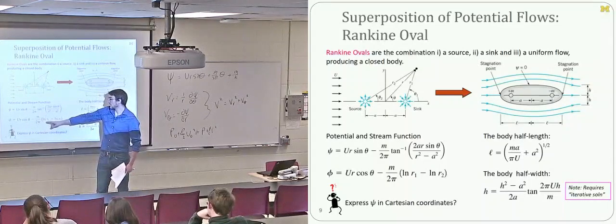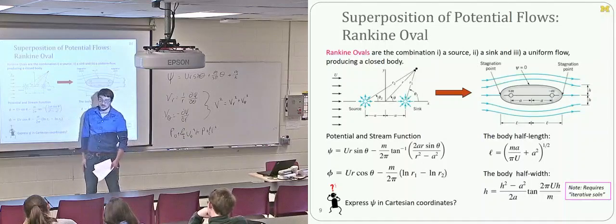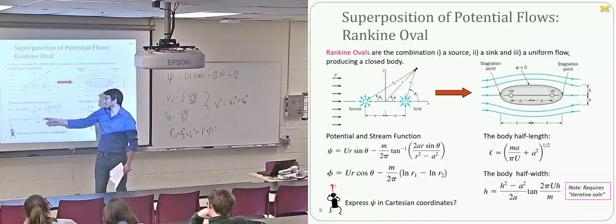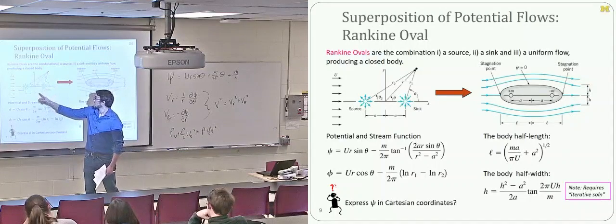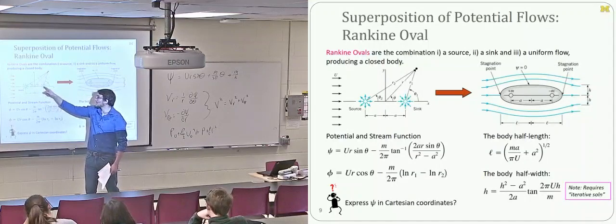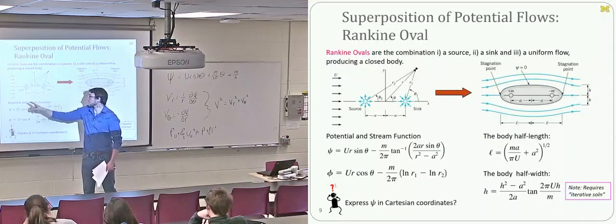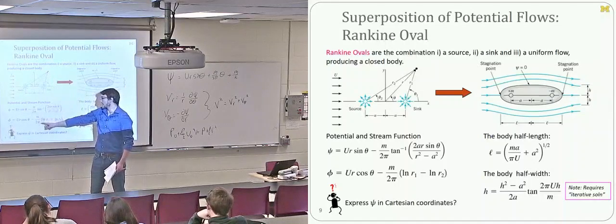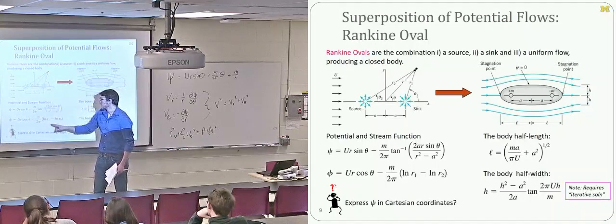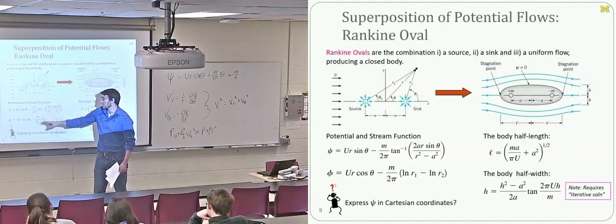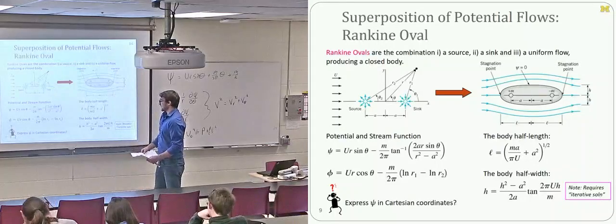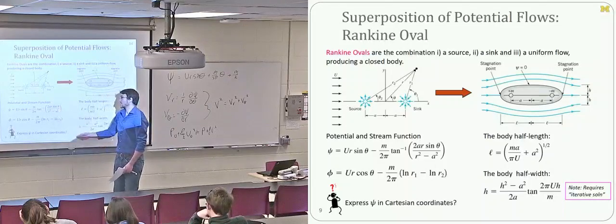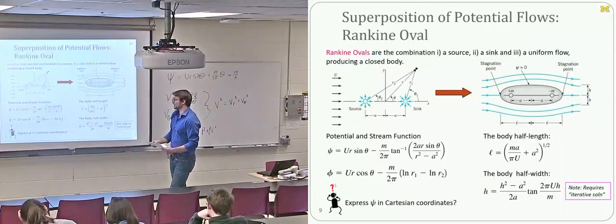m over 2 pi ln of r is our velocity potential for either a source or a sink, depending on the sign of m. And so by assigning a positive m to this one, a negative m to this one, and then respective r1 and r2, we can write that the velocity potential evaluated at some point is a sum of these two values, with the sign switch here to represent having a negative m. So again, these two things are really equivalent.